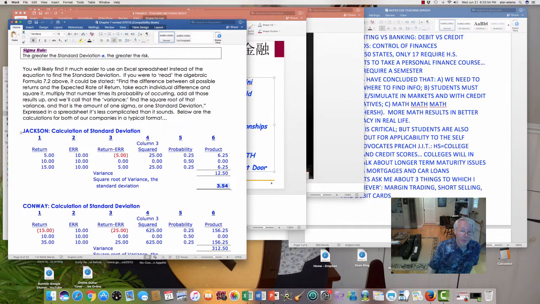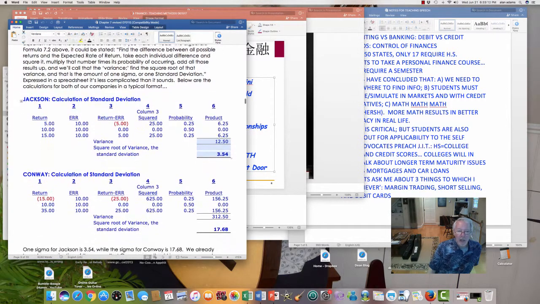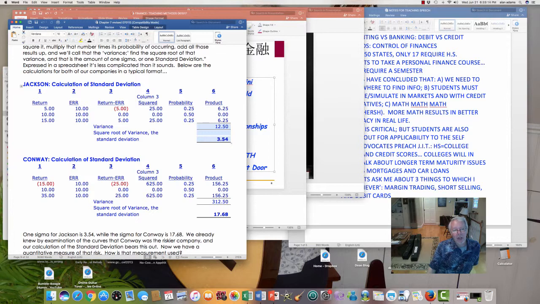Follow this exact procedure and you can't go wrong, friends. Okay? All right. 3.54 times itself would give you 12.5. So do the opposite. In column 4, we squared something. Over here, we take the square root. All right. 3.54 is the sigma for Jackson. I do exactly the same thing for Conway. Okay? There are Conway's possible returns.